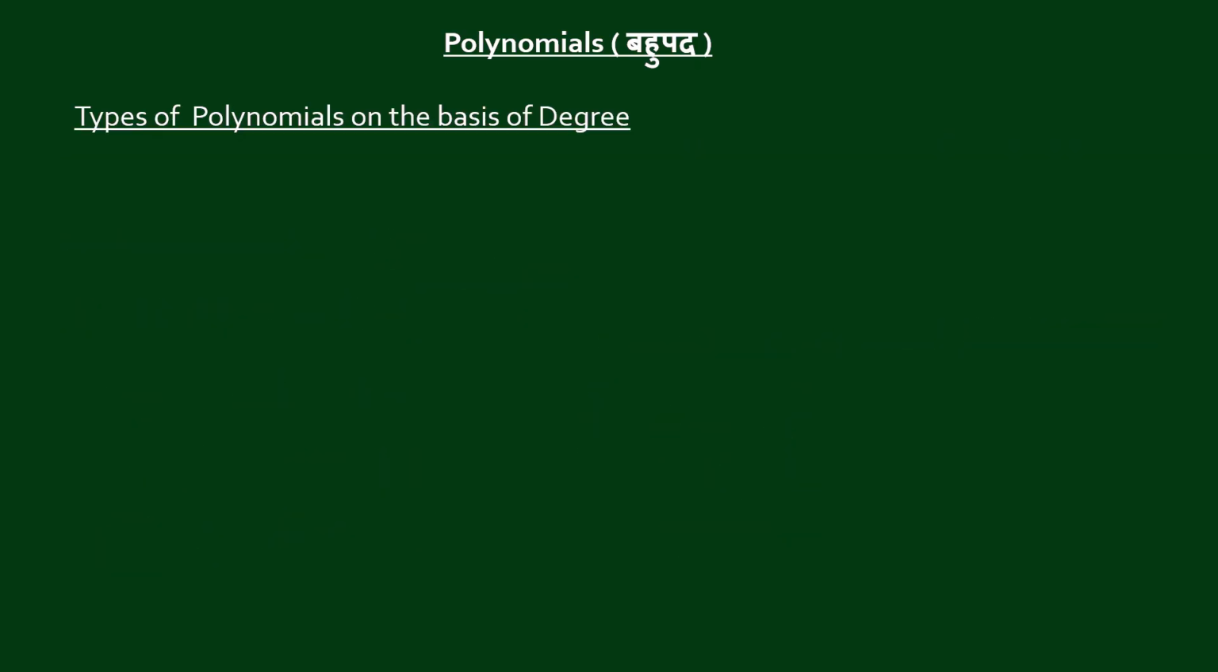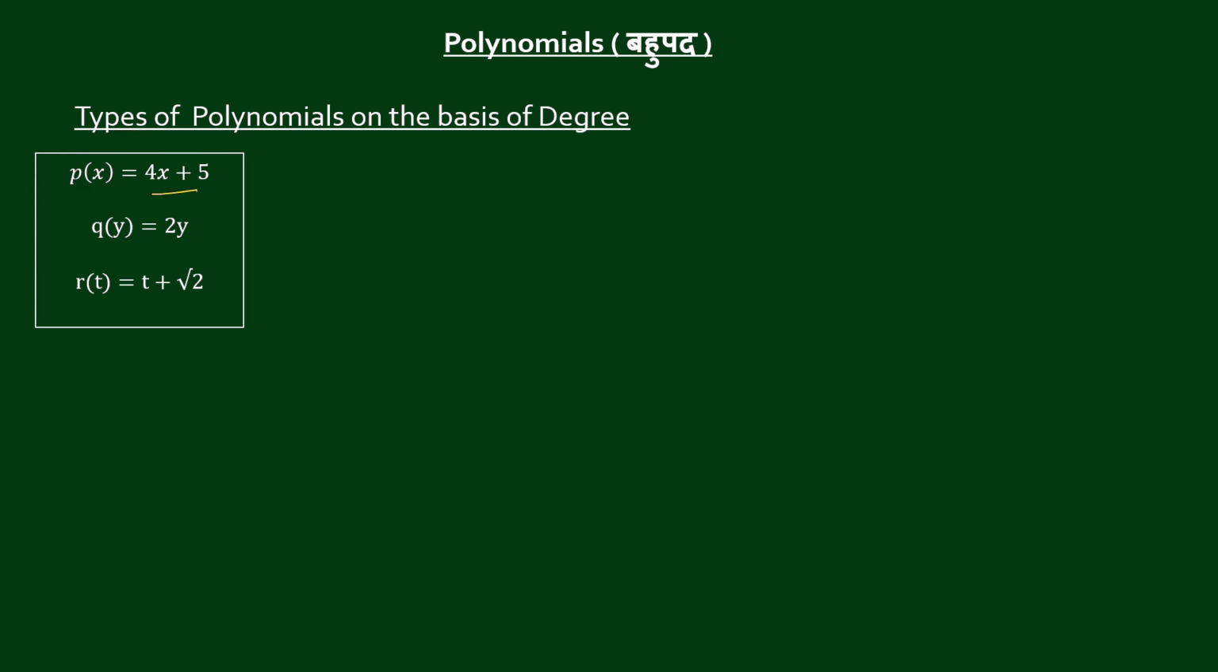Now let us see how we classify polynomials on the basis of degree. We have already seen how polynomials are classified on the basis of number of terms. So here let us take some examples. So we have got three polynomials here. We observe that in all the three cases, the degree of the polynomials is 1. The highest power of variables in all the three cases is 1. So such polynomials are called linear polynomials. And the maximum number of terms in a linear polynomial can be 2 only.